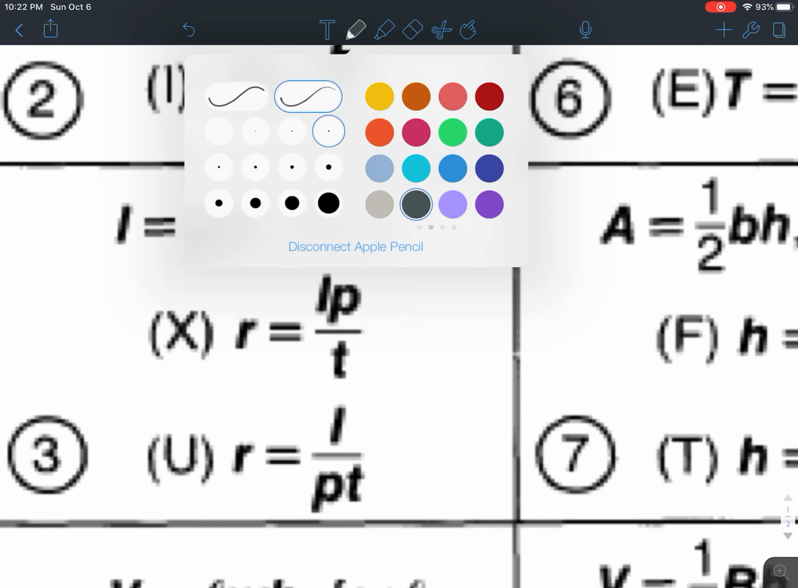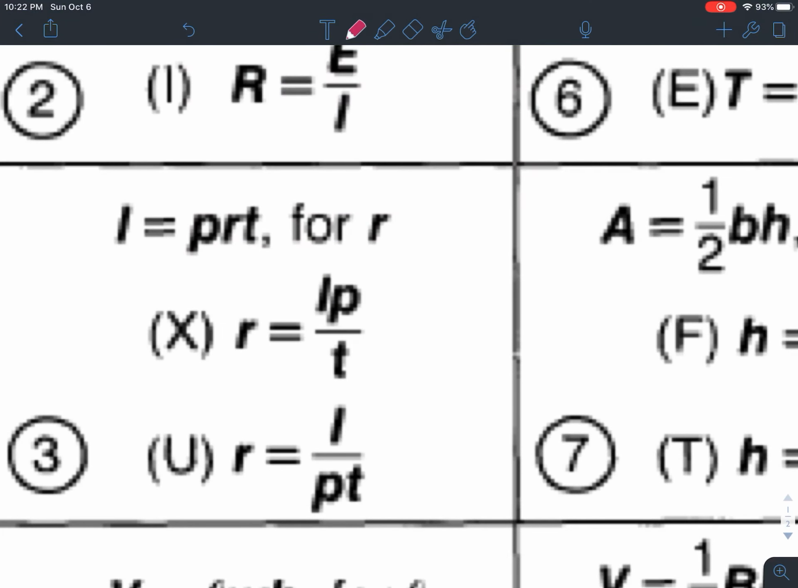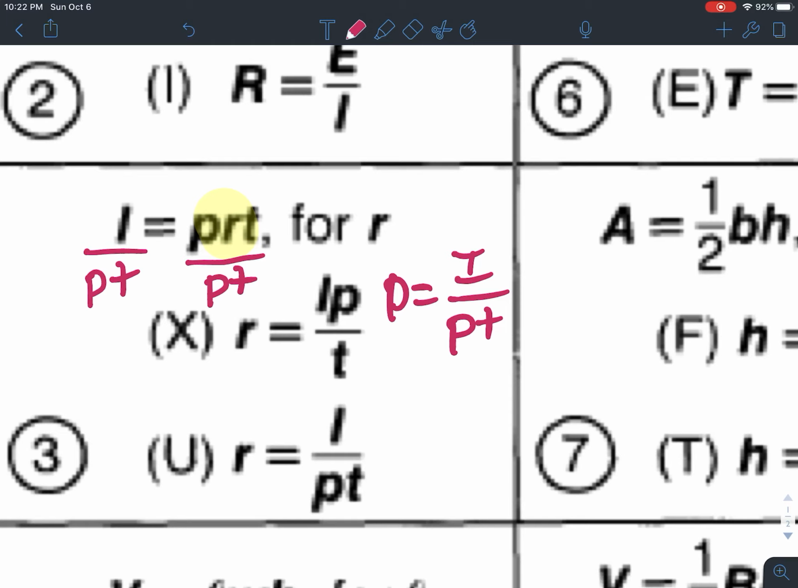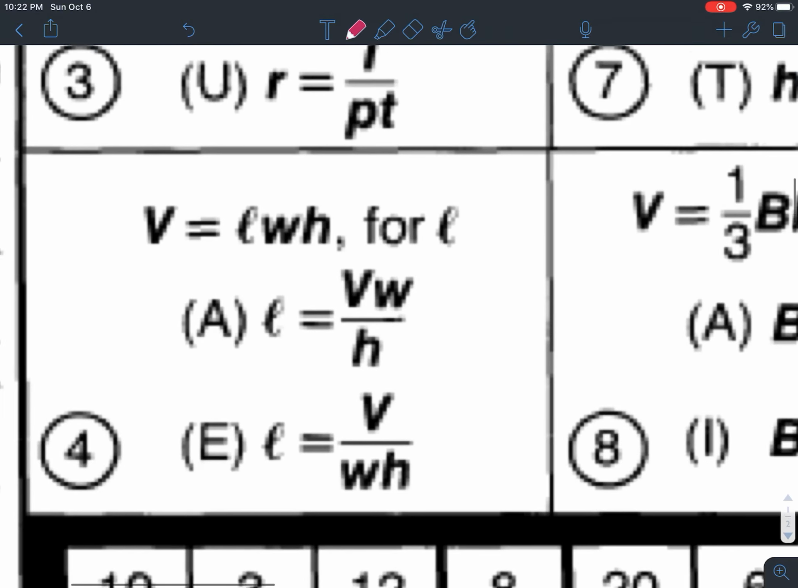Number 3. I'm actually going to change that color so you can see a lot better. We're solving for R, so we have to get rid of the P and the T. And we can do that by just, because it's connected, dividing by P times T on both sides. So R equals I over PT.